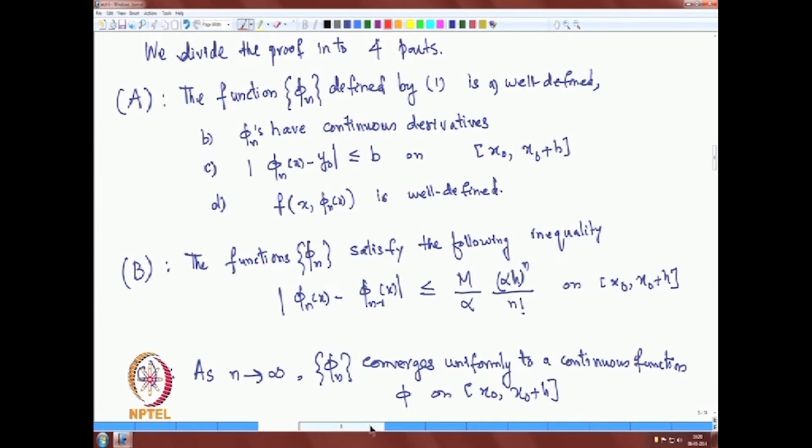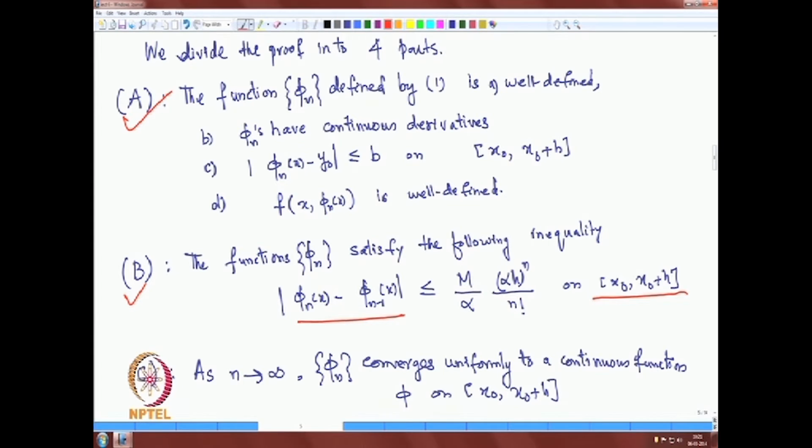So, we divided the proof into 4 parts. The first part is we have shown that phi n defined by the iterative scheme is well defined, and phi n is a sequence of functions having continuous derivatives, and phi n of x for every n is inside the rectangle R. And in part B, we found that the sequence of functions phi n satisfies an estimate: the absolute value of phi n of x minus phi n minus 1 of x is less than or equal to M by alpha into (alpha h) to the power n by n factorial for n going from 1, 2, 3 etc. And this happens on the interval x0 plus or minus h.